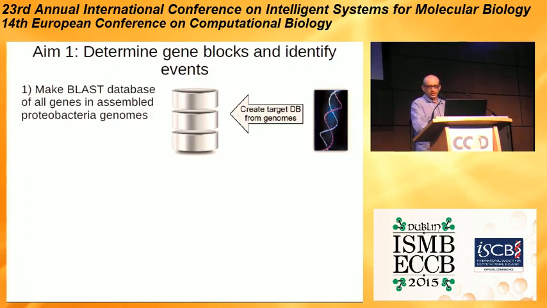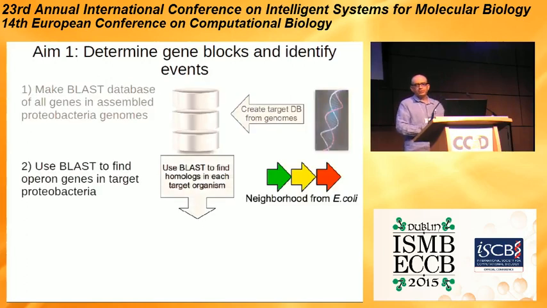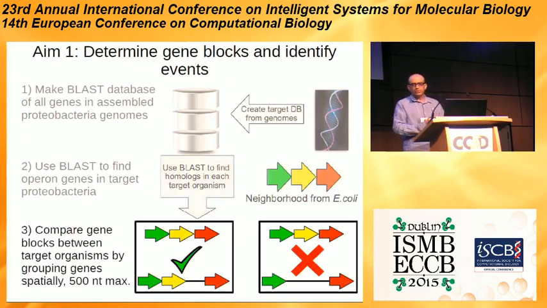And we created a target DB from that. Then we used BLAST to find operon genes in target proteobacteria, okay? And operon genes in most bacteria are computationally predicted. They're not experimentally annotated. The exceptions are E. coli and another bug, which are in RegulonDB, that we can see them.